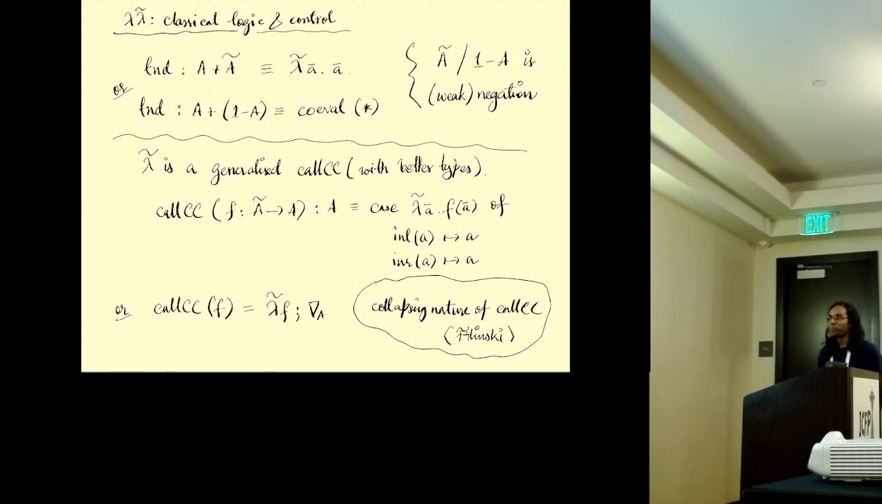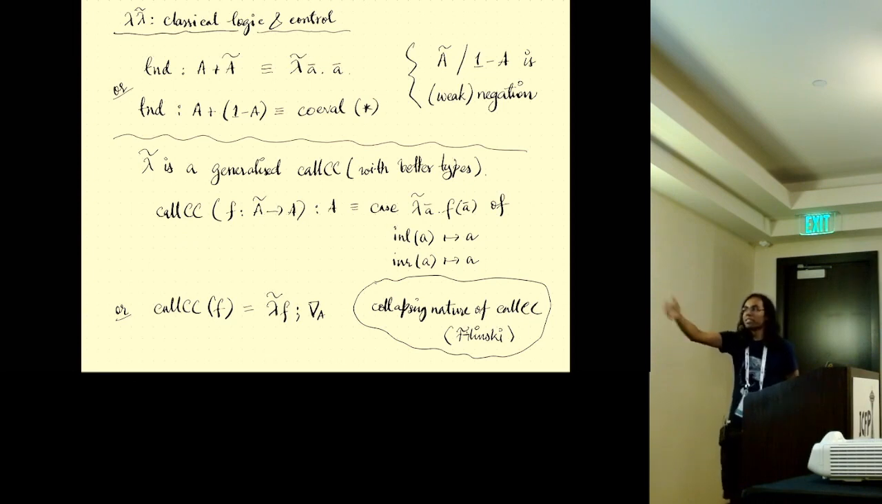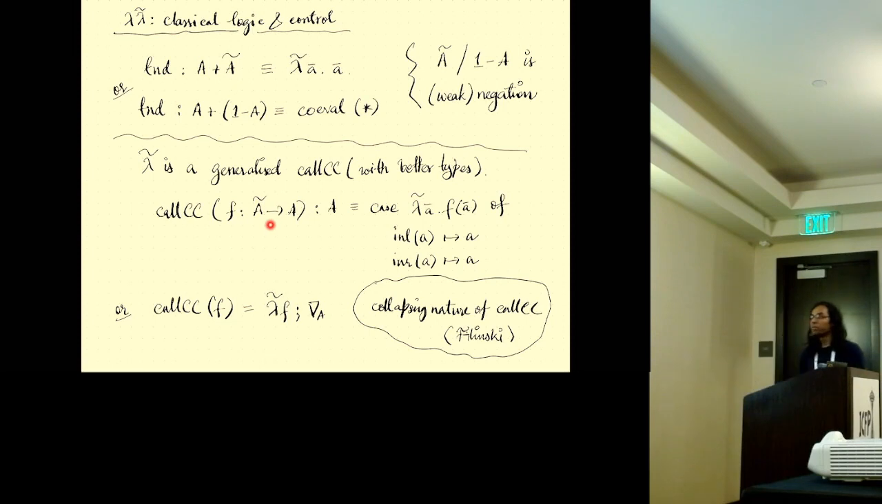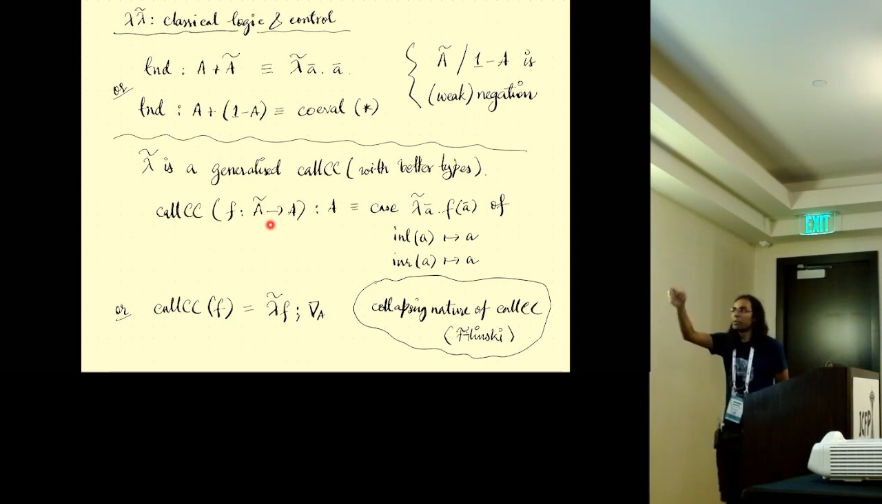And then the next thing is you can use lambda bar to derive the usual call CC. So call CC takes a bar to a and produces an a. But I'm going to argue that call CC is not the right primitive. The right primitive is lambda bar, because you derive call CC by first using a lambda bar to go from a bar to a plus a. And when you have an a plus a, you can get out an a by observing both sides of the choice.